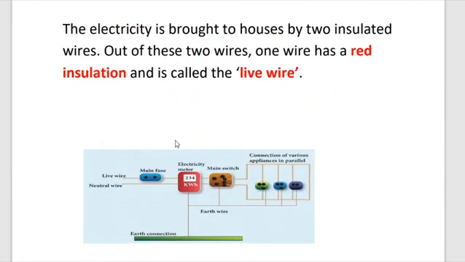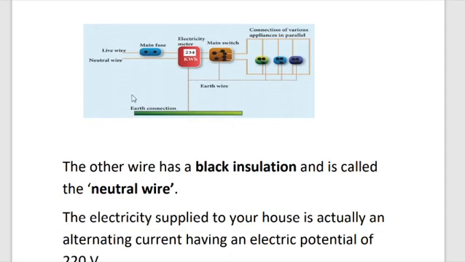Then we move to the next one. The electricity is brought to the house by two insulated wires. You see the first wire, it's a live wire. Out of these two wires, it has red insulation. So the wire with red insulation is the live wire. Okay, red color insulation. Then you see the other wire, it has a black insulation and is called the neutral wire. So there are two wires, one is the live wire and the other one is the neutral wire.